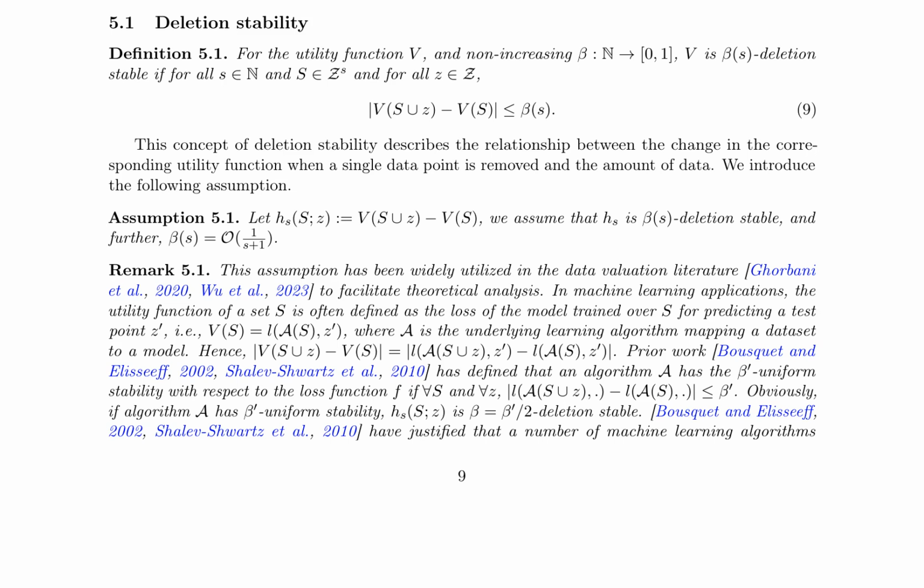The assumption of deletion stability is widely used in the data valuation literature. The utility function is often defined as the loss of the model trained over a set for predicting a test point. This concept is significant in machine learning, particularly in the context of statistical inference.